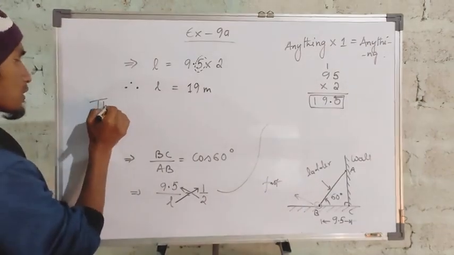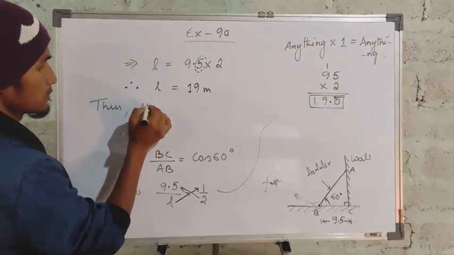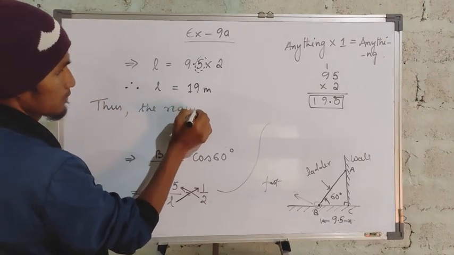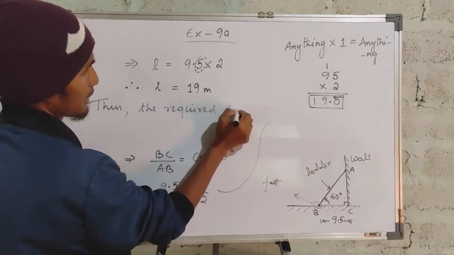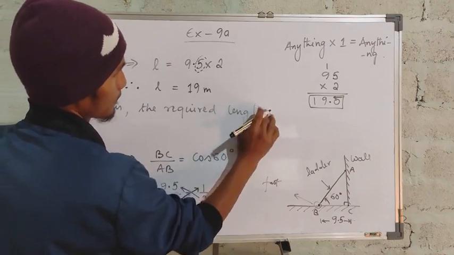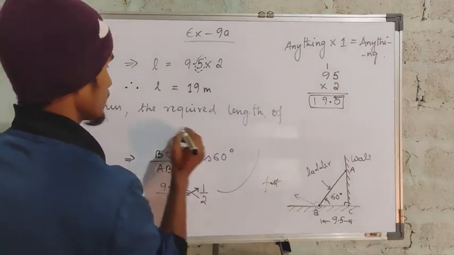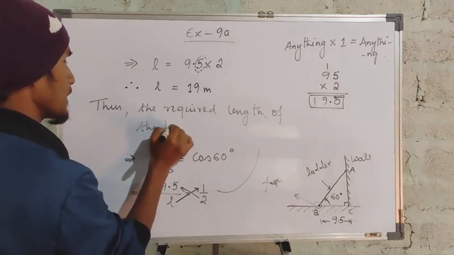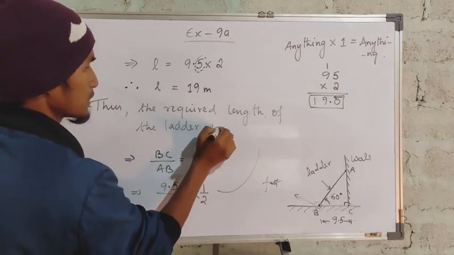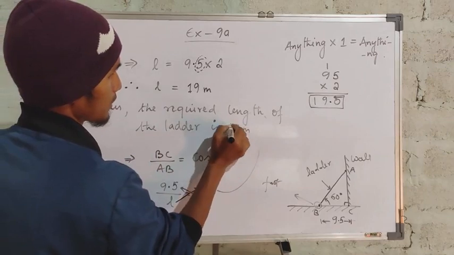Then again give the conclusion. Thus the required length of the ladder is 19 meter.